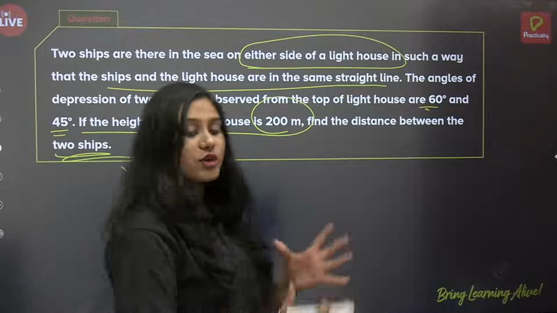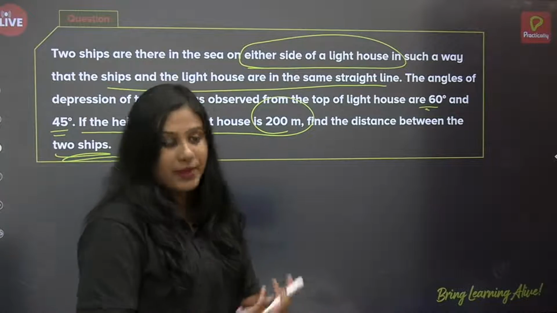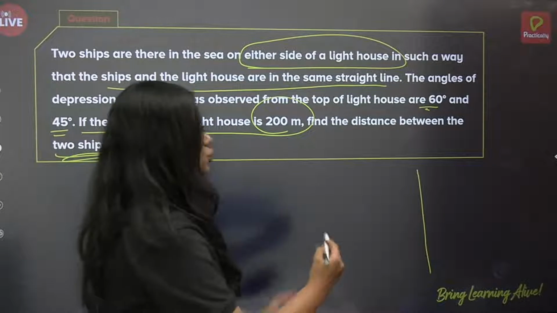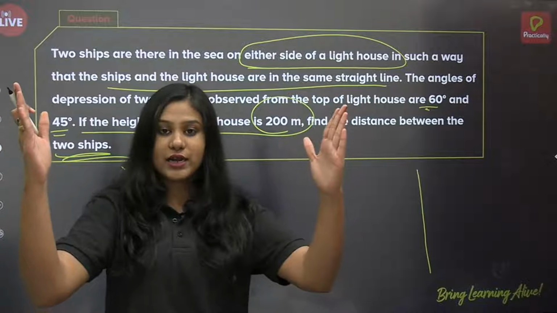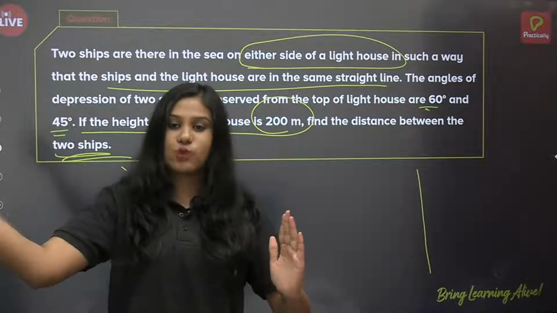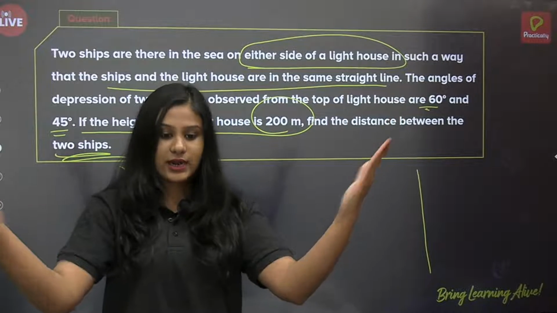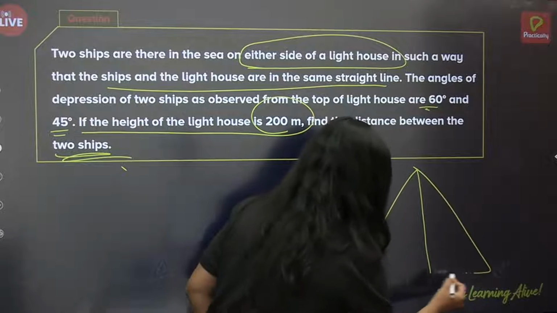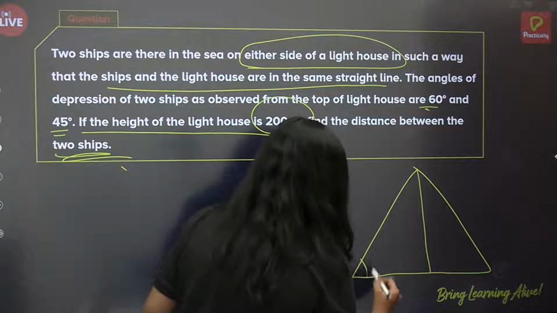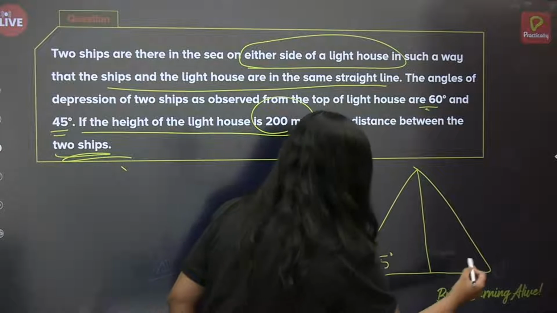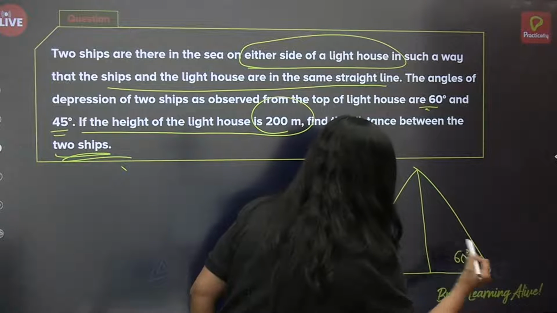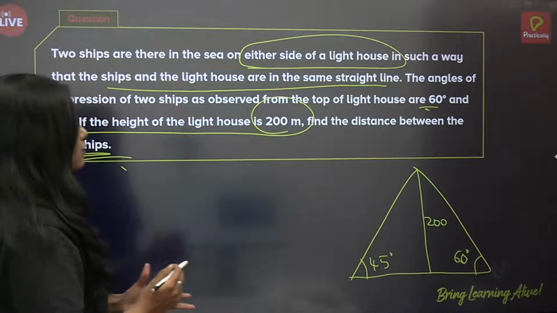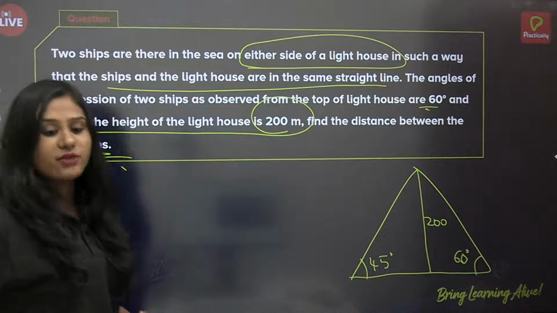Alright, let us first draw the figure to understand it better. So first, this is the lighthouse, correct? Ships are on either side of the lighthouse. If I am the lighthouse, one ship is this side, one ship is this side. So let us draw the ships. This is 45 degrees, one is 60 degrees and this is 200 meters. Now what do we have to find? Find the distance between the two ships.